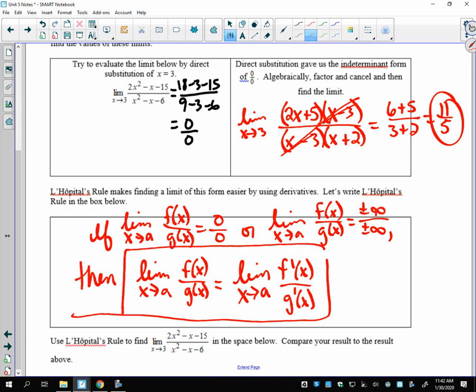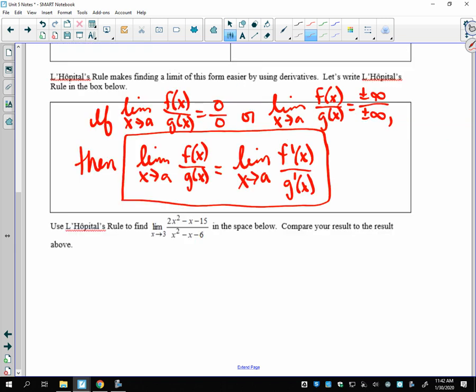This is kind of a big deal. This is not using a limit form to find the derivative. It's just taking the derivative of the numerator over the derivative of the denominator. But the if part, just like all of our rules and theorems, you have to show that it's indeterminate first. It doesn't work if it's not indeterminate form. But if it's indeterminate form, then you can do this and you get the same answer.